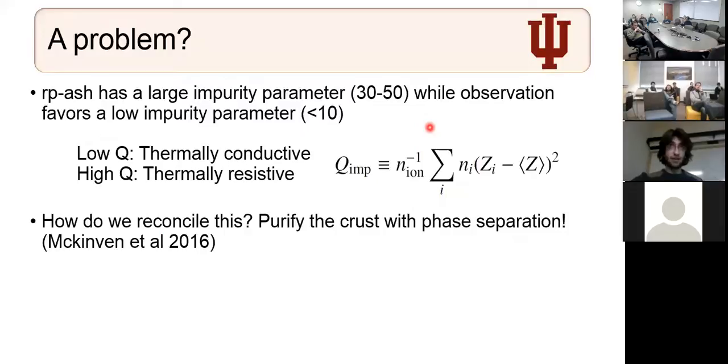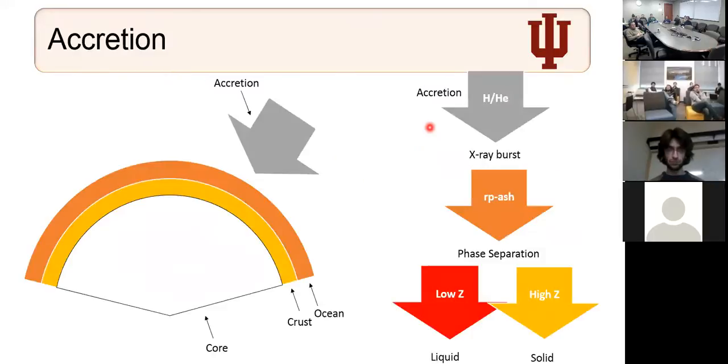So how do we reconcile this, that the nuclear burning is telling us one thing, but observation is telling us another thing? I think the canonical wisdom is to phase separate it, to say that you have this block of solid and this block of liquid. You can do these very cool calculations with the free energy and the tangent curves where you find coexistence, and you find that material will separate out, and canonically the heavy high Z material will settle into the solid, whereas the light low Z material will be preferentially retained in the liquid. So to give you this illustration, accretion comes into the ocean and it burns, and that makes your orange rp ash, and you can phase separate that.